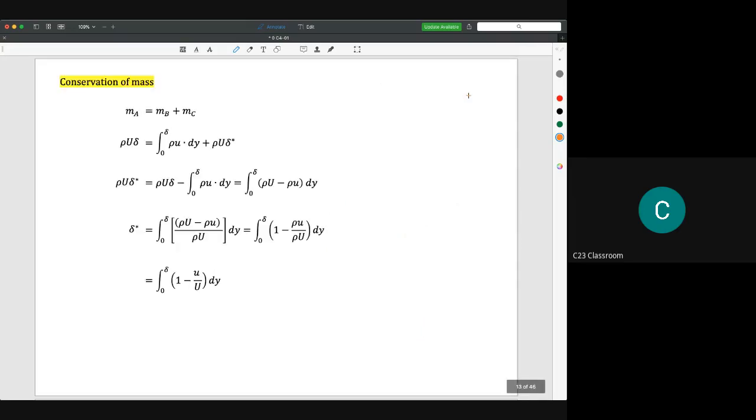So here, if you see this one, this is the mass for MA, this is the mass for MC, and this is the mass for MB. And then we rearrange the equation because we want to know the value of delta star. So we rearrange the equation like this, and then we have this term, and we could rearrange it to make sure it has integration. So we could merge the terms, and it will become like this.